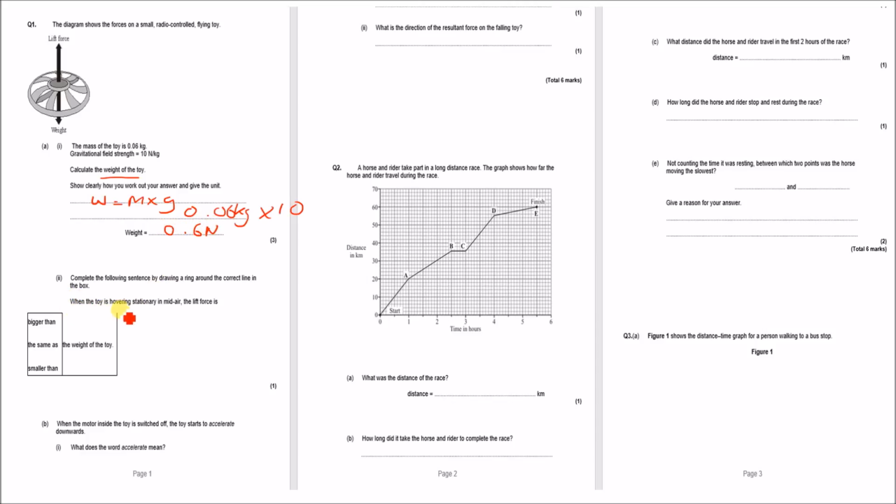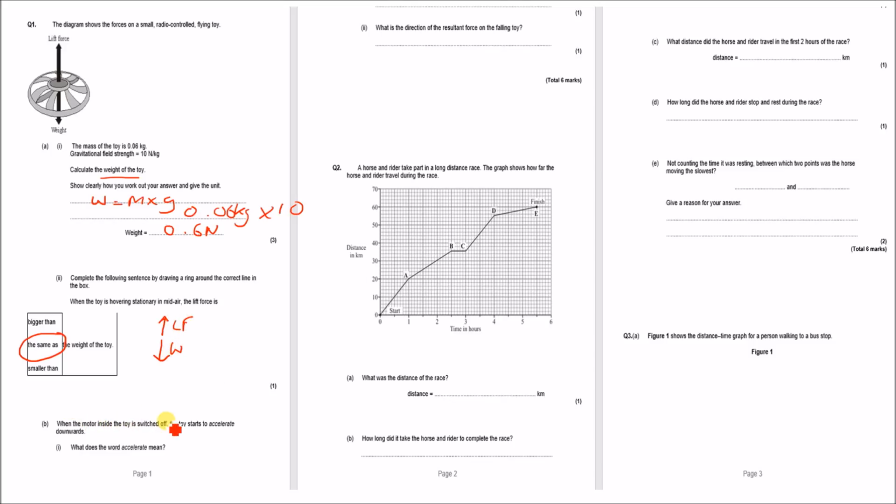Okay, when the toy is hovering stationary in midair, the lift force is... Remember, when anything is stationary, it's at a constant speed, so the forces must be balanced. So the lift force is the same as the weight of the toy. Remember, this is the weight and this is the lift force pushing up.